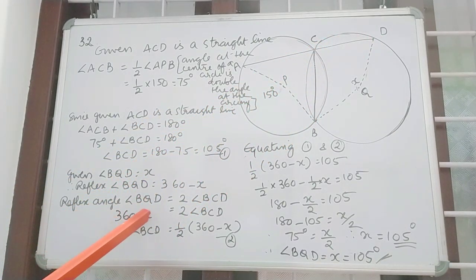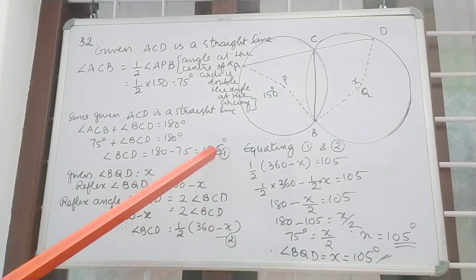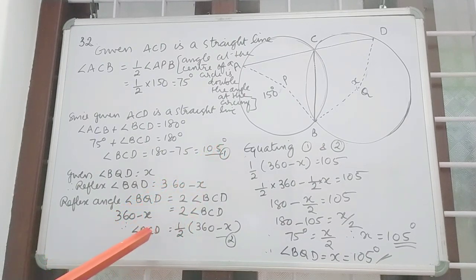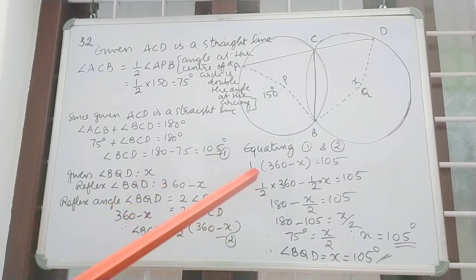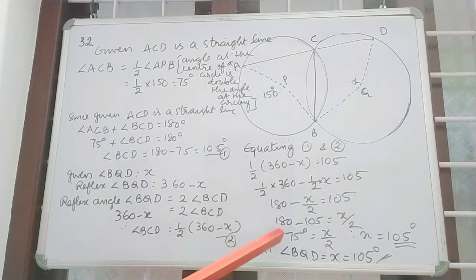That is, 360 minus x will be equal to 2 into angle BCD. So BCD will be half into 360 minus x. We have the first equation, angle BCD as 105 degrees. Now we got the second equation as angle BCD as half into 360 minus x. Equating 1 and 2, we get half into 360 minus x is equal to 105. After calculations, we get 75 degrees is equal to x by 2. So x is equal to 105.